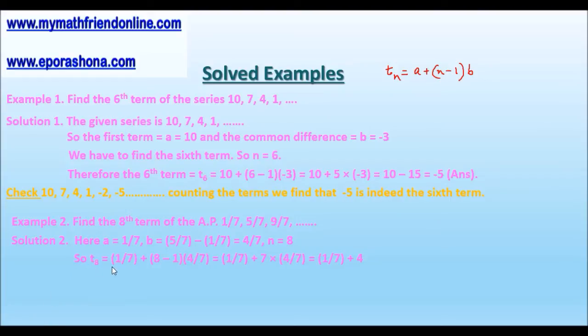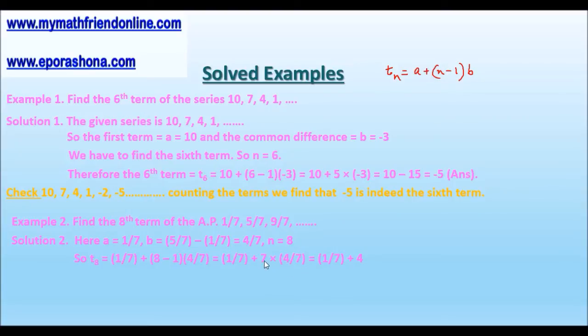So T8 equal to A plus (n minus 1) times B. A is 1 by 7, plus n minus 1. N is 8. So 8 minus 1 times B. B is equal to 4 by 7. Okay. So we have 1 by 7 plus 8 minus 1, which is 7, times 4 by 7.